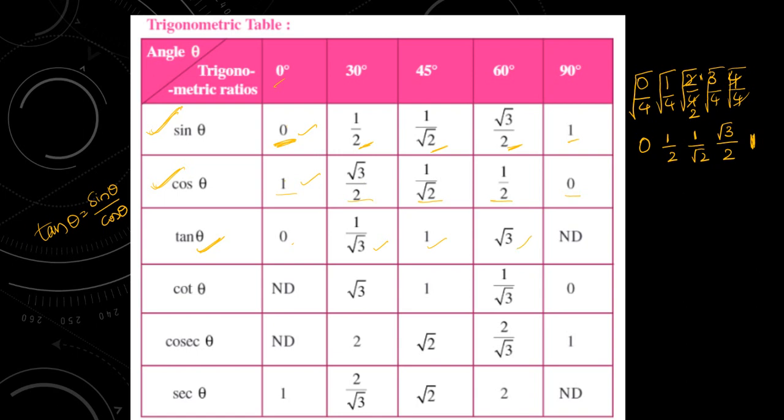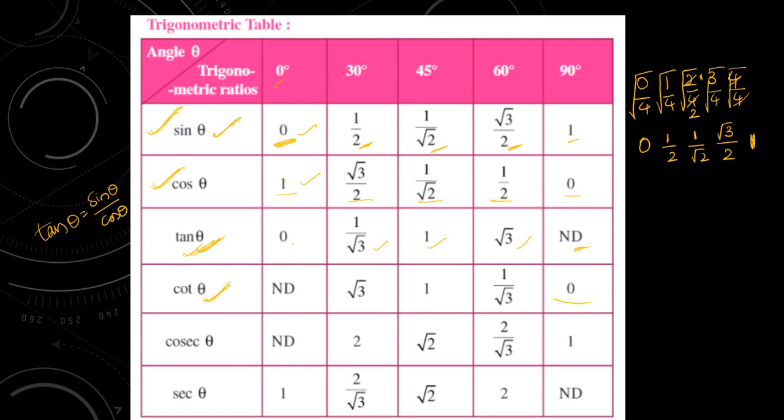1 by 0. Division by 0 is not defined, right? After getting the values of tan theta, if you write them in reverse order, 0, 1 by root 3, 1, root 3, not defined, then we are going to get the values of cot theta. That means if you can remember the first line, then automatically we can frame out this table. If we can remember this table, then it is well and good to solve any problem related to these trigonometric values, right?